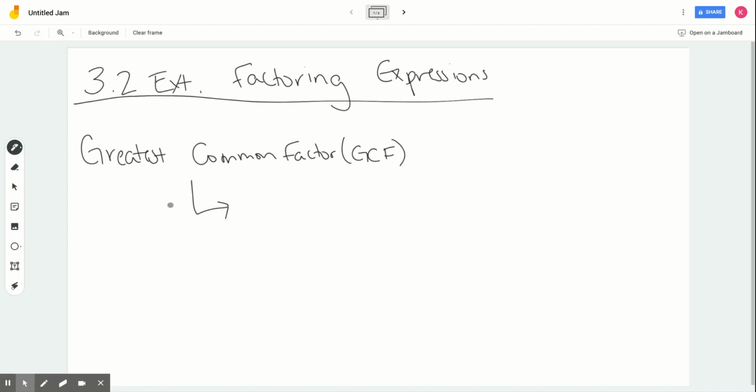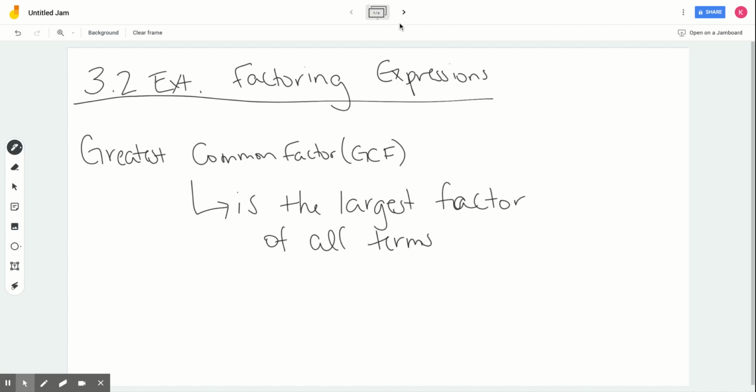Today we're going to be talking about the 3.2 extension on factoring expressions. So in order to best factor an expression, we need to use the greatest common factor. So the greatest common factor, or GCF, is the largest factor of all terms. So it's the largest number or the largest factor that can go into all of the terms. So we're going to take a look at what this means.